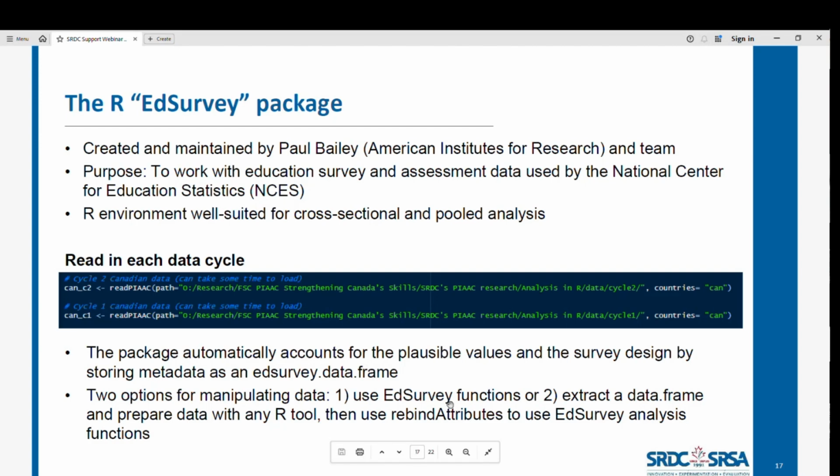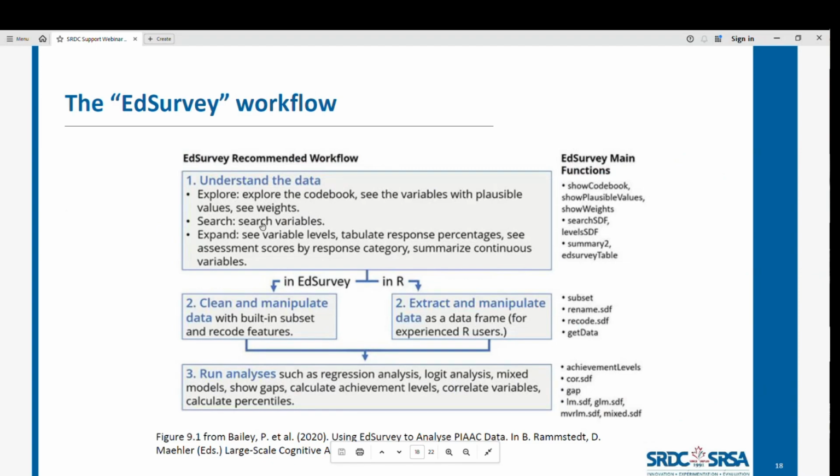You can use a limited number of EdSurvey functions, or you can extract a data frame from this original EdSurvey data frame and then prepare it using any of your preferred R tools or base R for data manipulation. And then you use this EdSurvey command called rebindAttributes to list it back as this cycle 2 Canadian PIAAC data and run your analysis. In a publication in 2020, they have what they call their recommended workflow. So again, you would read this in as PIAAC data. You can explore it using some of these different EdSurvey features. You can search for variables. But then when it comes time to clean and manipulate the data, you have these two different options. In EdSurvey, there are really only a few limited options.